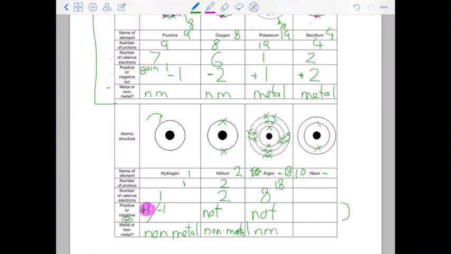Last but not least, neon, 1, 2, 3, 4, 5, 6, 7, 8, 9, 10. So 8 valence electrons. Again, it's not an ion and it's a non-metal.